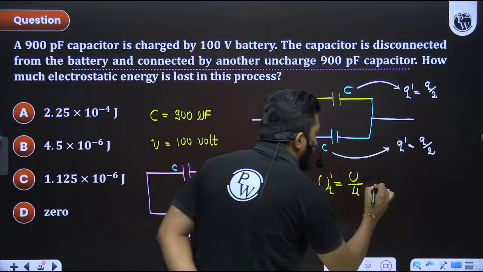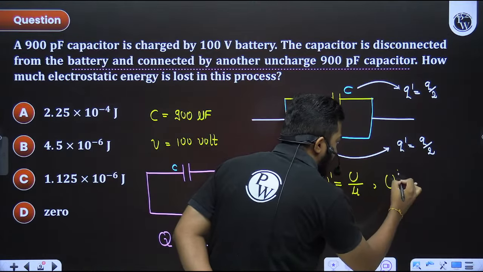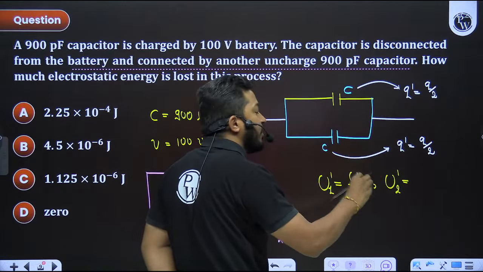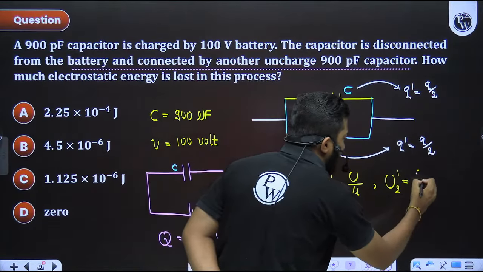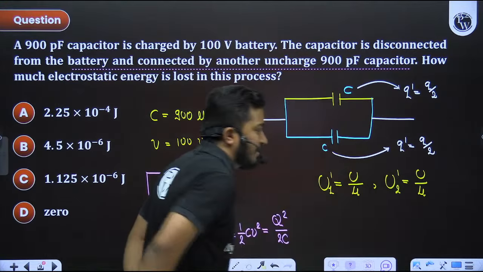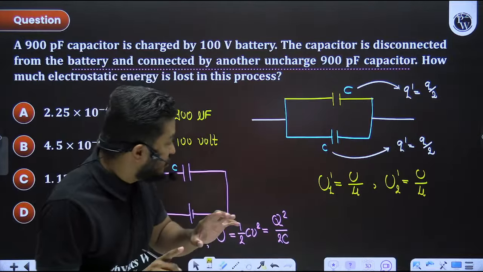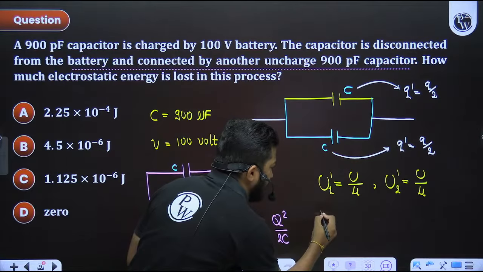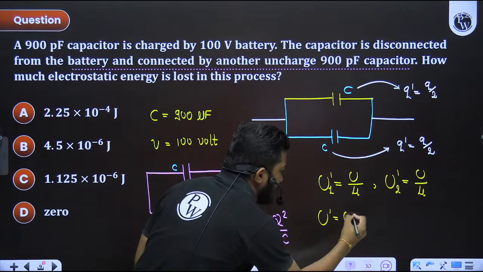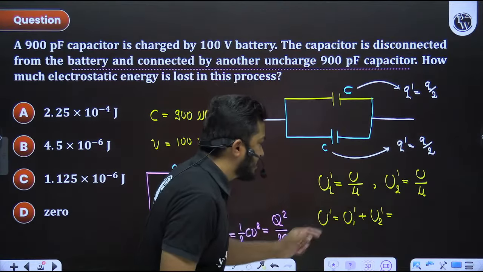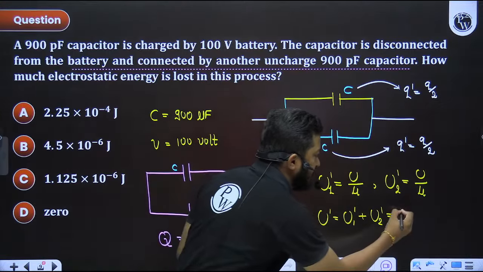Similarly, I can say that on the other capacitor also all the given data are the same: the amount of capacitance is the same, the value of charge is the same, so there also the energy is U by 4. So the new energy of the system is the first, whatever amount, plus the second, whatever amount, that is U by 4 plus U by 4, so it becomes U by 2.